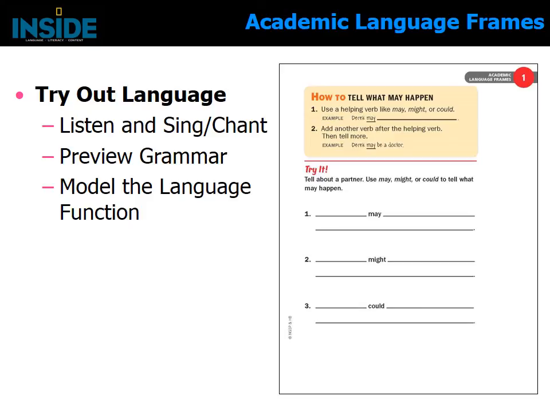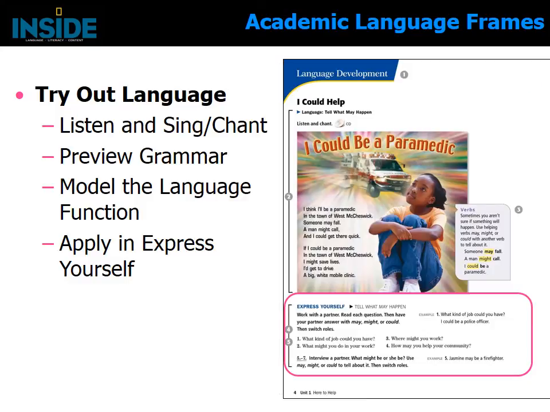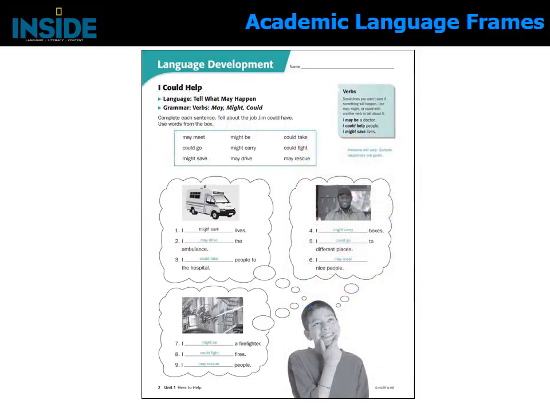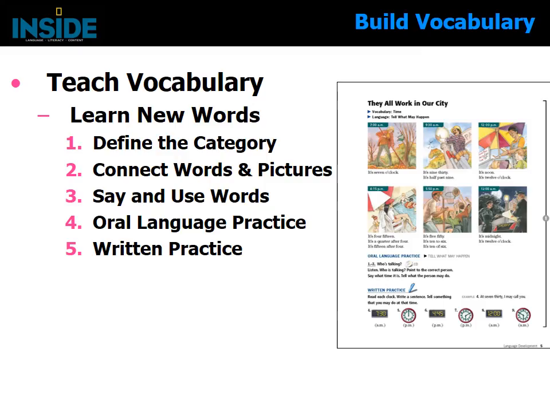Now it's time to use the top of the academic language frame to explain the how-to of the language function. These frames provide structure for using language to carry out academic tasks. And finally, students apply what they've learned in Express Yourself. Students work with a partner as they use the language function. Examples are provided in the student book, and the bottom half of the academic language frame can be used to provide additional support. Students also have the opportunity to apply what they've learned about the language function within their practice book.